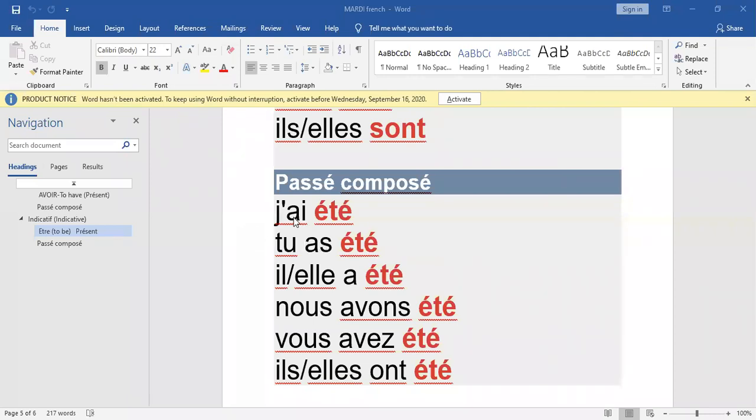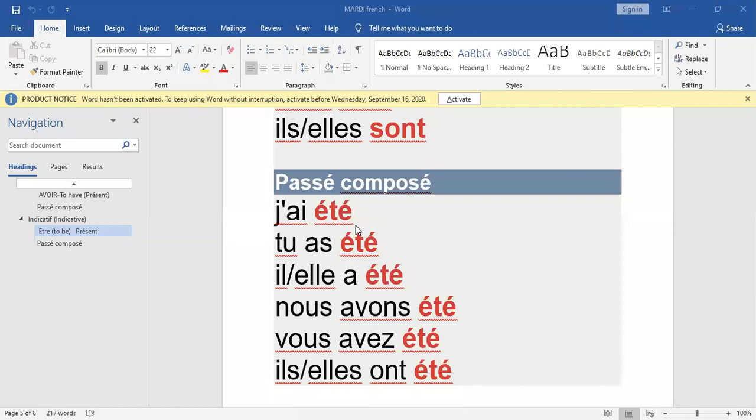Here we have j'ai été. And the question is, what's the meaning of j'ai été? If je suis is I am, and we are taking this into the past, what should it mean? As simple as ABC. I was. J'étais. I was. That is the past tense. I am, present tense. I was.